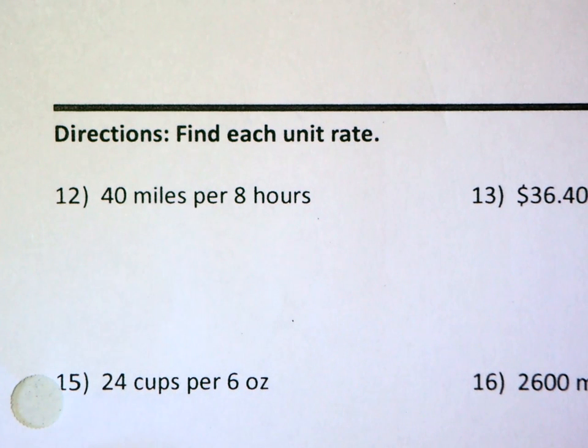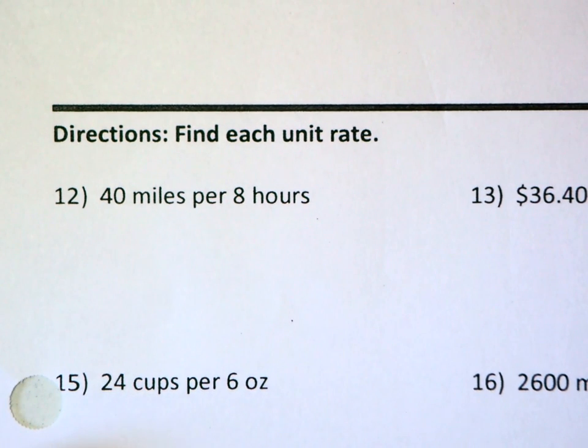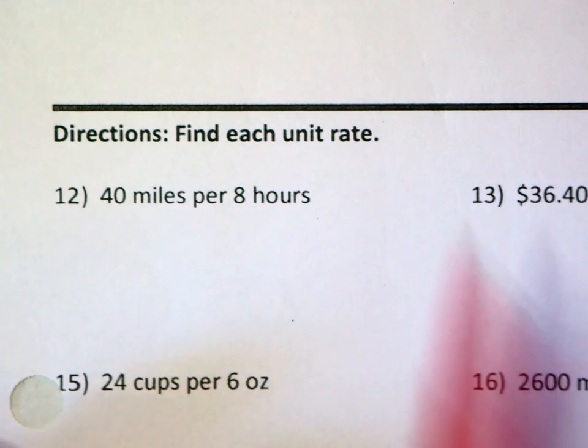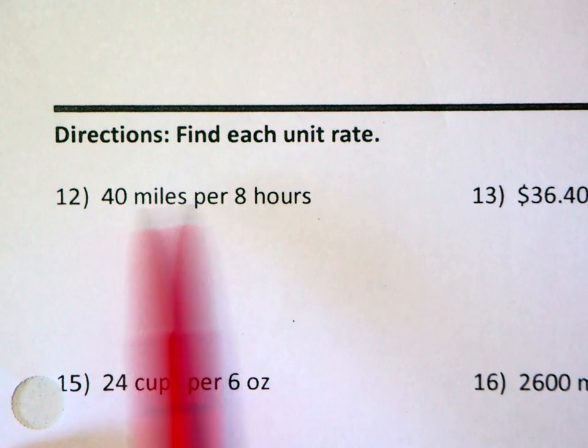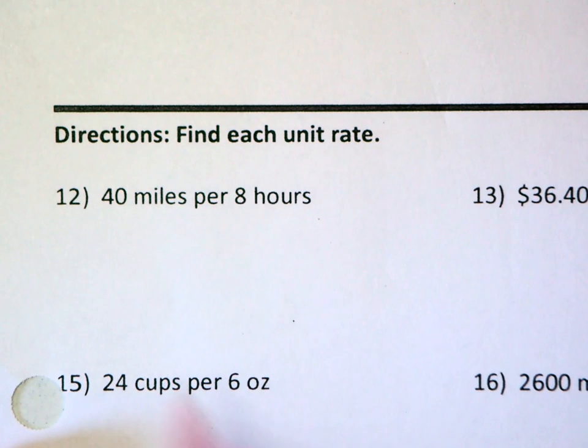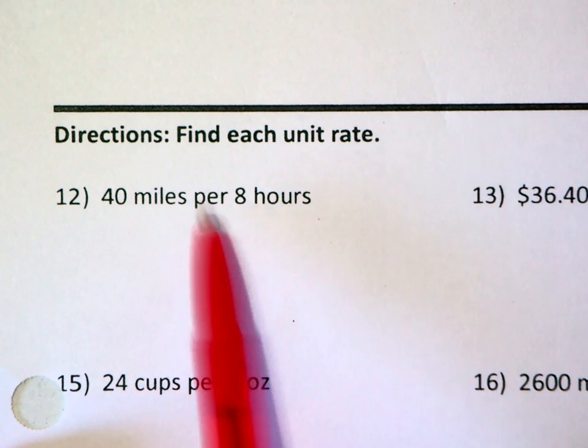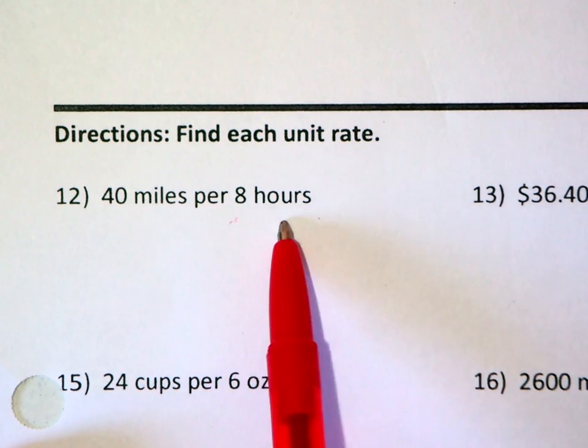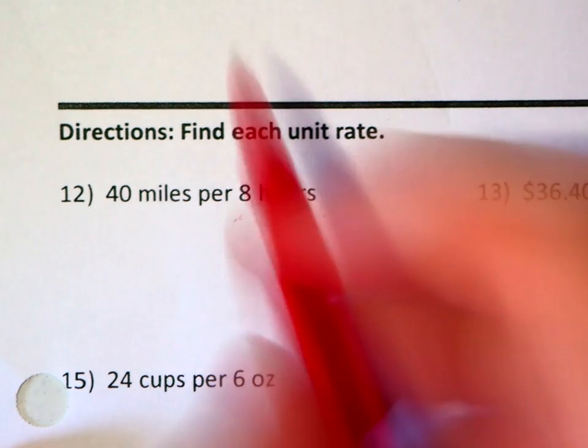Number 12 asks us to find the unit rate. You should remember that the unit rate is finding out how much of something goes into 1 unit. In this case, we're looking at 40 miles per 8 hours. We want to find out how many miles are in 1 unit of hours, so 1 hour.